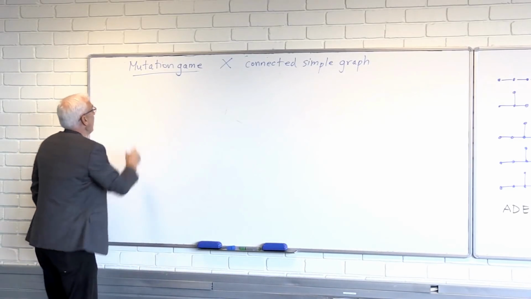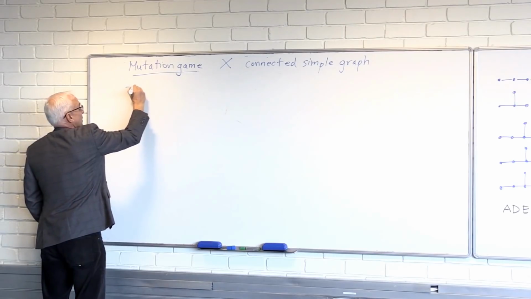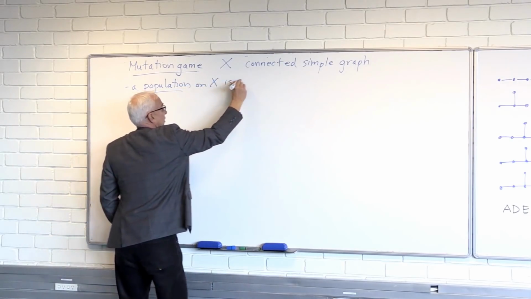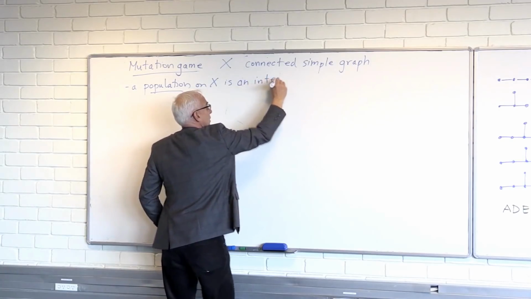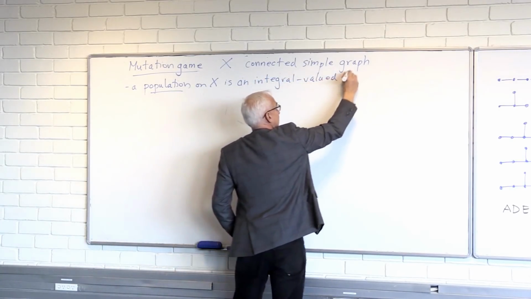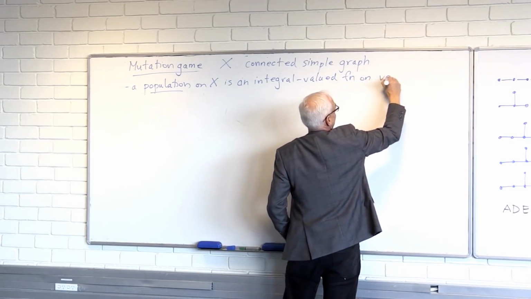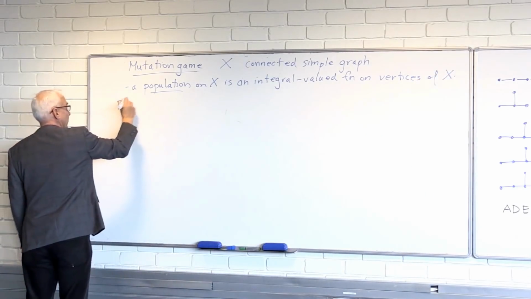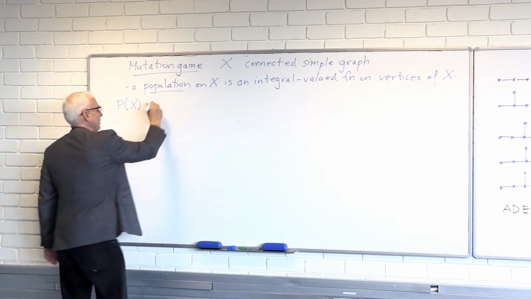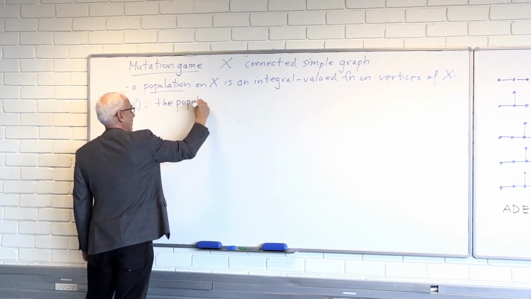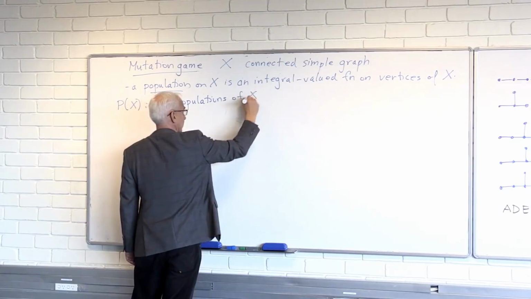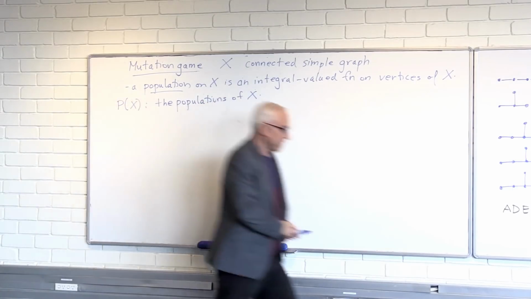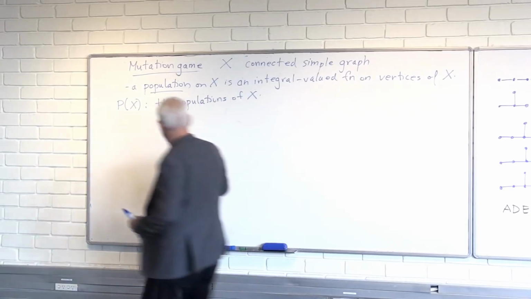And let's define a population on X to be an integral valued function on the vertices of X. And we'll denote by P of X the populations of X. Okay, and we're now going to introduce a game for various vertices. So let's illustrate this game with an example.